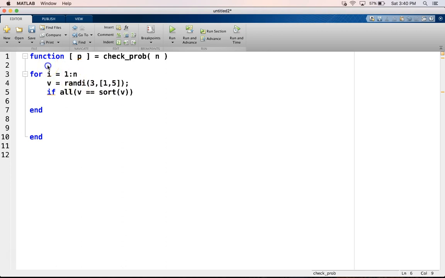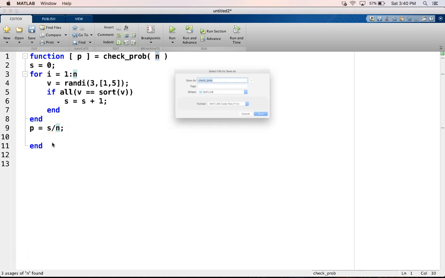So let me make a variable for how many successes we've seen. Let me start with s equal to 0. And if the vector v that I just made is already sorted, then I want to increase the number of successes by 1. So s equals s plus 1. And that's basically all I have to do. What's the formula for probability estimate? The formula is number of successes divided by number of experiments. And our expectation is that the higher the number of our experiments, the more accurate this estimate is going to be. So let me save it.